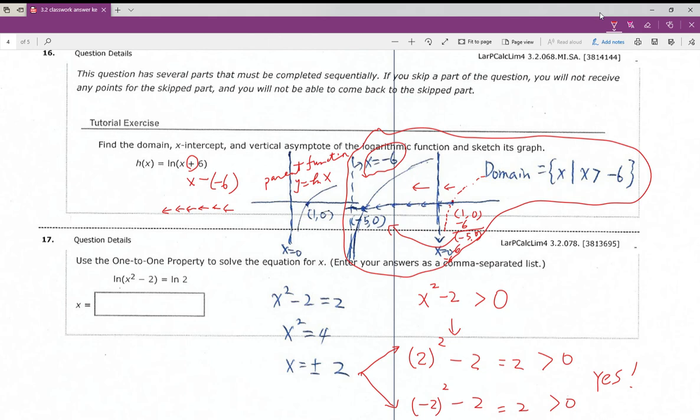Okay. So that's the new graph. And the domain is talking about what the x is. This is the asymptote for the new function, and the x needs to be on the right-hand side of the negative 6. So x greater than negative 6. Number 17.